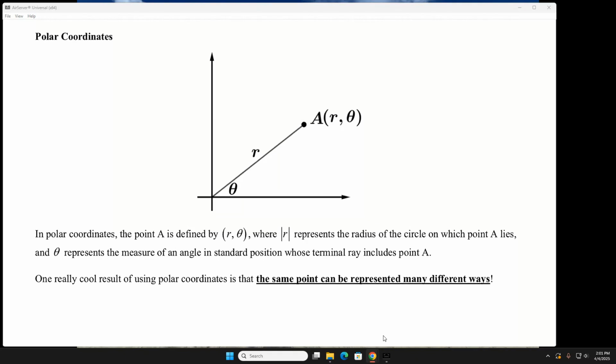In polar coordinates, the point A is defined by (r, θ), where the absolute value of r represents the radius of the circle on which point A lies, and θ represents the measure of an angle in standard position whose terminal ray includes point A. One really cool result of using polar coordinates is that the same point can be represented many different ways.